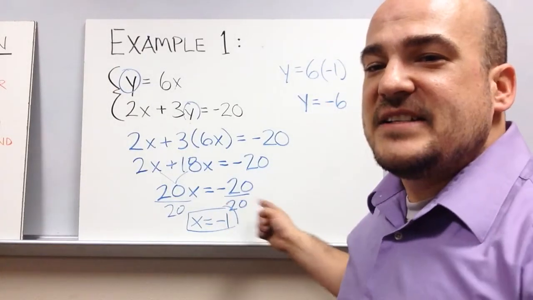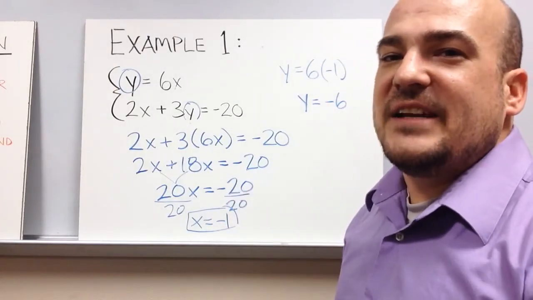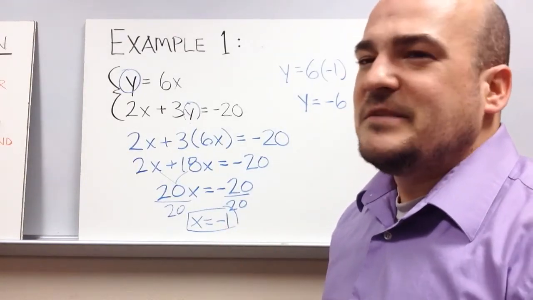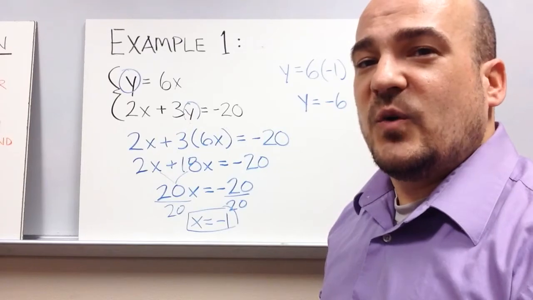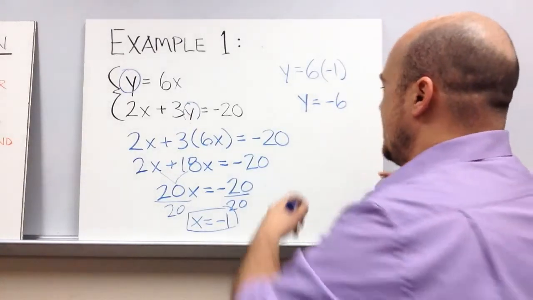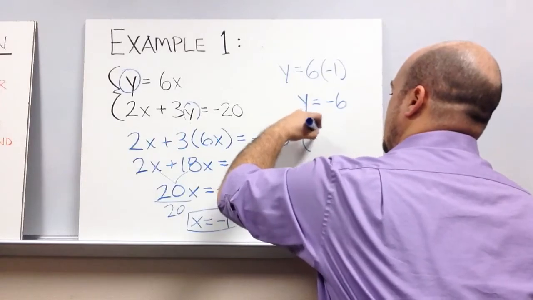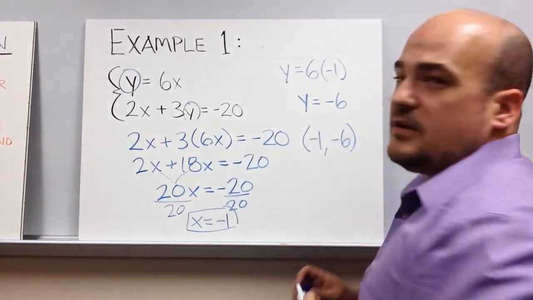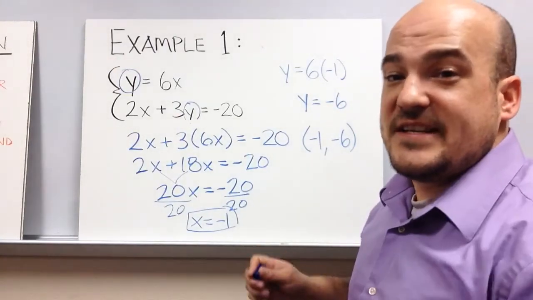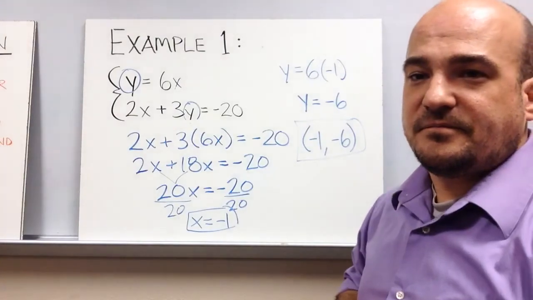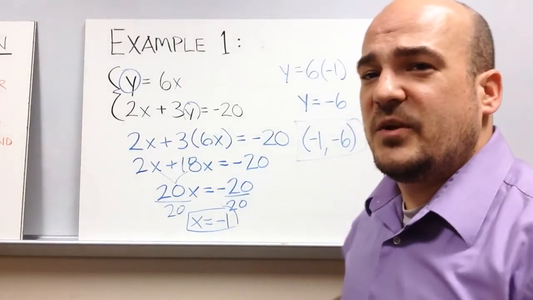Now I know that x is negative 1, and I know that y is negative 6. And just like when I graph these systems, I put the answer in an ordered pair. So same thing here. I'm going to put the answer in an ordered pair. The x is negative 1, and the y is negative 6. So there's the solution to this system, negative 1, comma, negative 6. All right, let's try one that's a little more difficult.